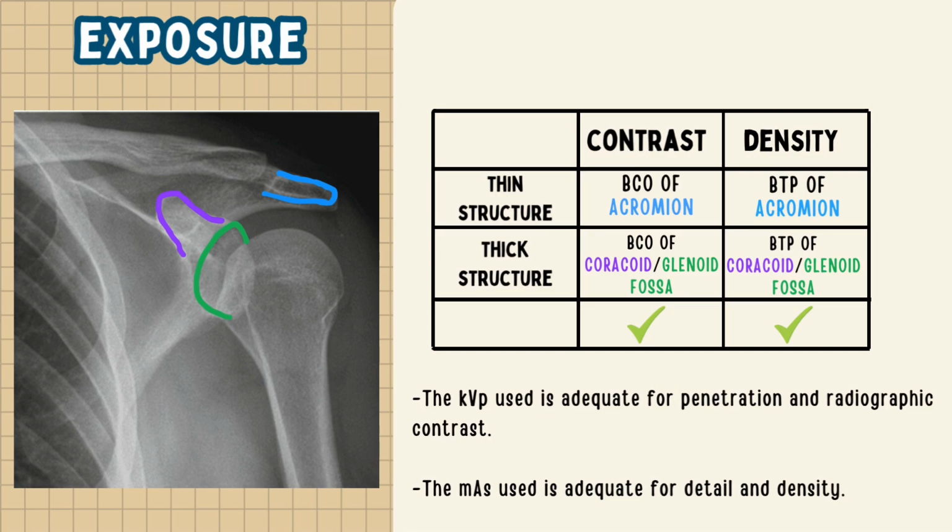As for density, the bony trabecular pattern of the thin structure, which is the acromion, can be seen, and the bony trabecular pattern of the thick structure, which is the coracoid and glenoid fossa, also can be seen. So, the mAs used is adequate for detail and density.